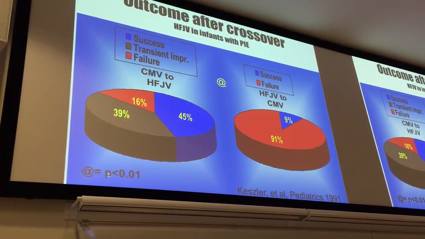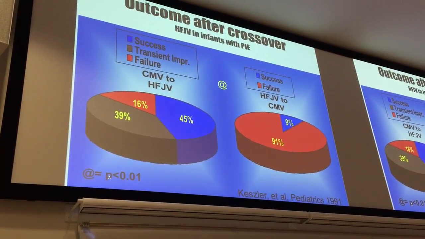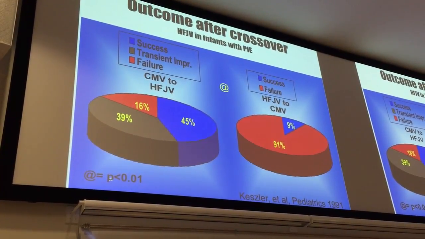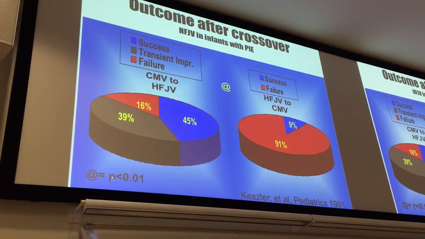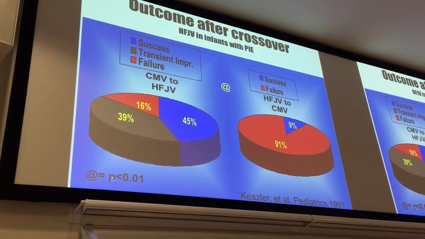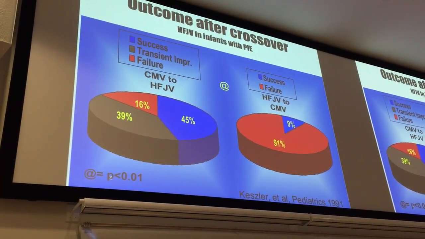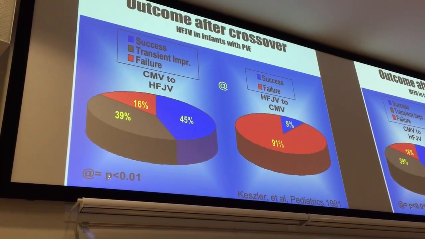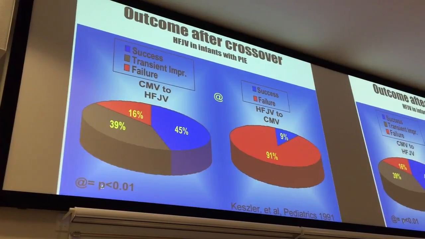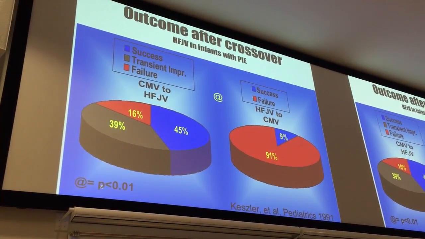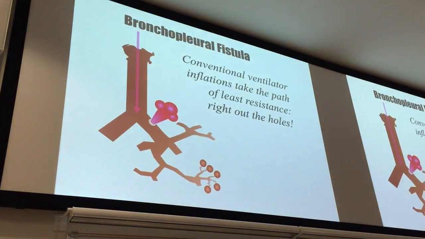So if you failed conventional ventilation and were switched to jet ventilation, this was the result. About half of them improved and met success criteria. About 40% at least transiently improved gas exchange, improved radiographic appearance, and only 16% had no response. When you failed jet ventilation and were switched to conventional, you mostly continued to fail. And I showed you the relationship between success and survival.